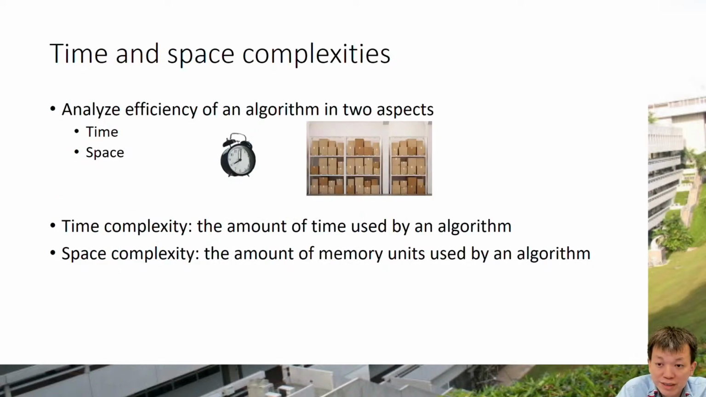Okay, never mind. So time and space complexity basically is trying to analyze the efficiency of an algorithm in two aspects, not surprisingly, in terms of time and space. Time complexity means the amount of time you use to execute an algorithm. The second factor we will consider is space. Space complexity is the amount of memory, typically the memory used by the algorithm.